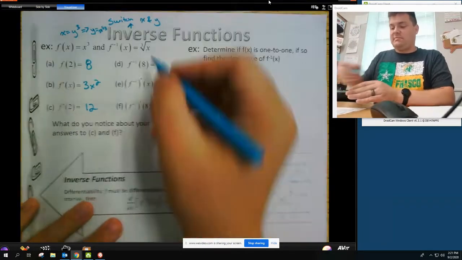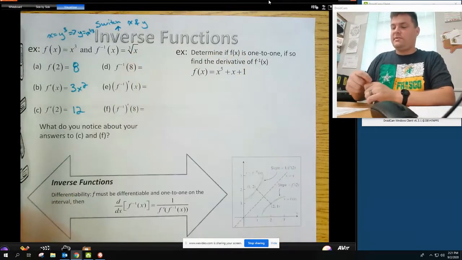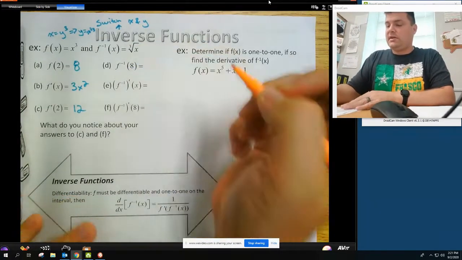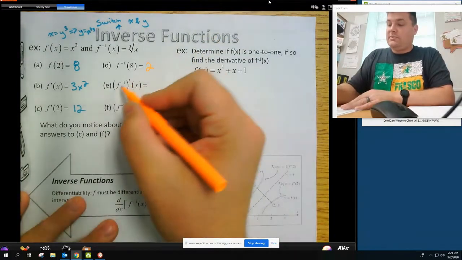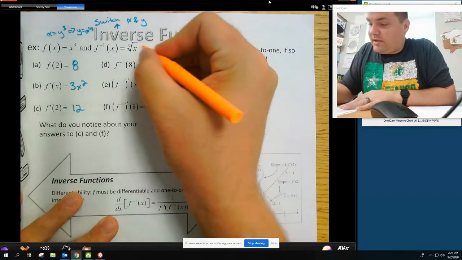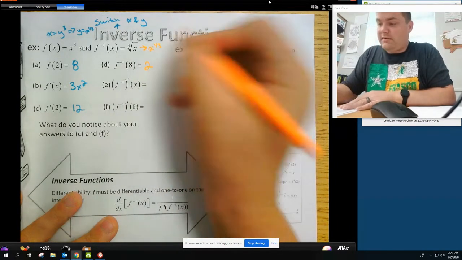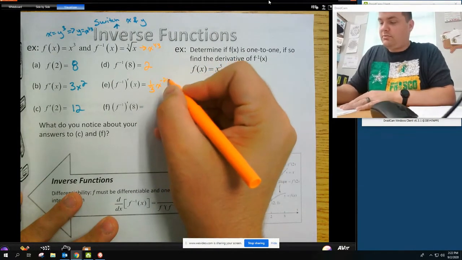Now let's go do the same thing on the other side. So we're already given the inverse, that's great. So plug in an 8, and we're going to get a 2. The derivative of this is going to be, well, it's the same thing as x to the 1/3, right? So I'm going to get 1/3 x to the negative 2/3.